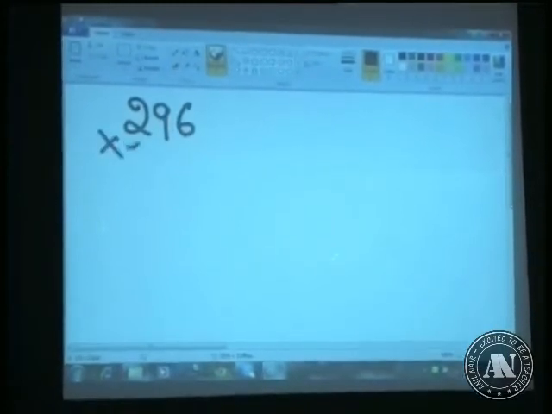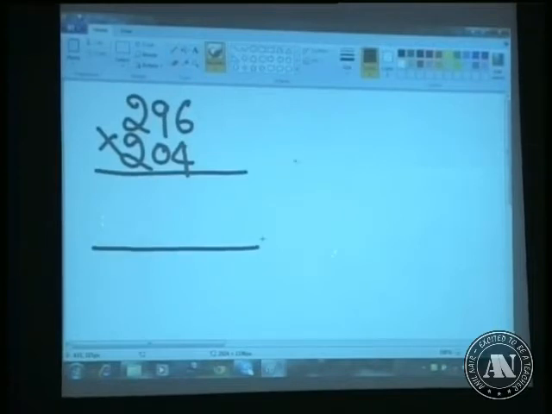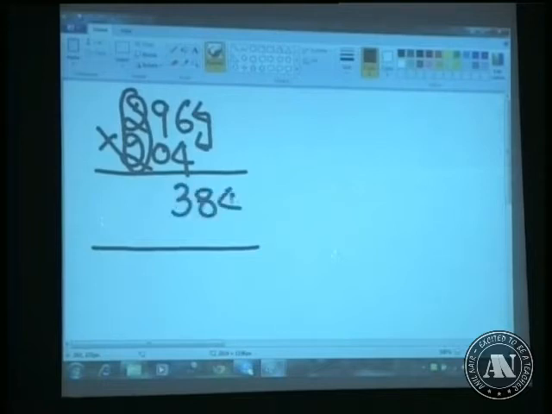Now, see here. 296 into 204. I need to multiply. See here, leftmost digit is same. Agreed? What is the sum of the remaining digits? 100. So same method. 96 4s are 384. How many digits are there? 1, 2, 3, 4. But I got answer how many digits? 3 digits. Add a 0. Then add 1. 3 2s are 6. Why are we adding 1? We'll discuss. Same method.